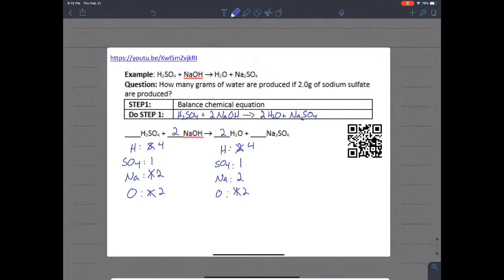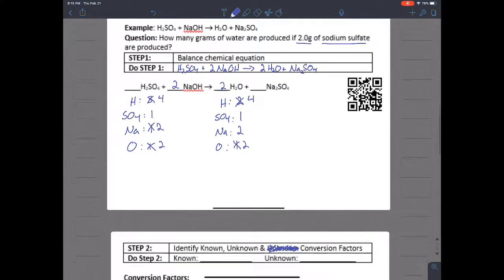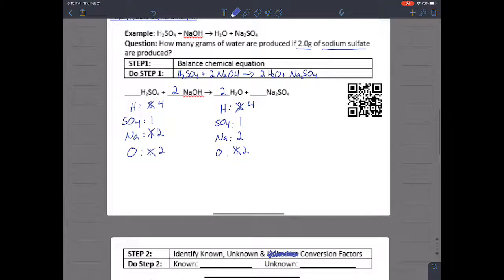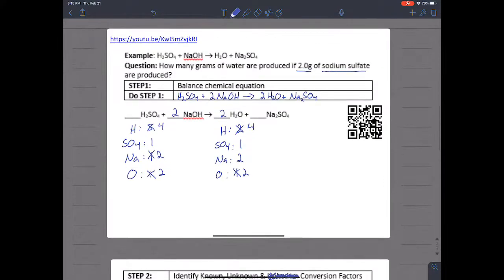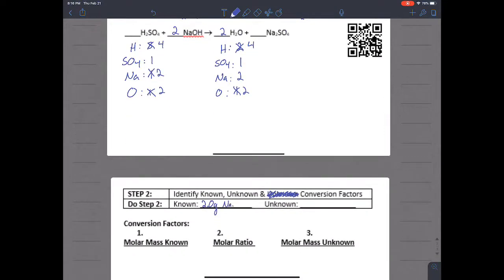Okay, so anyway, how many grams of water are produced if 2.0 grams of sodium sulfate are produced? Okay, so I probably should have read that first before I even went into balancing, but that's what we're looking at here. So we have H2SO4 and sodium hydroxide going to producing water and sodium sulfate. Okay, so now we go down to our known. What is our known? Well, that's what we're given. So we're given that we have 2.0 grams of sodium sulfate, Na2SO4.